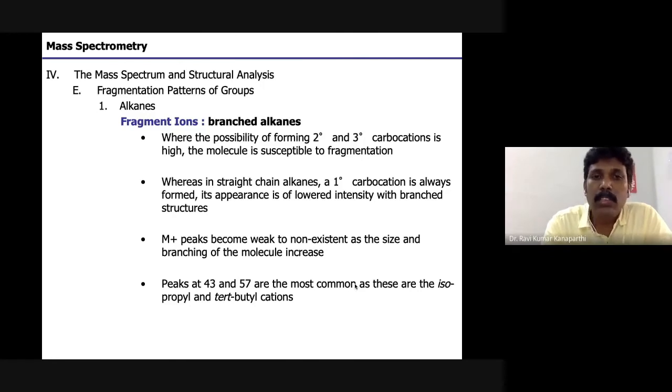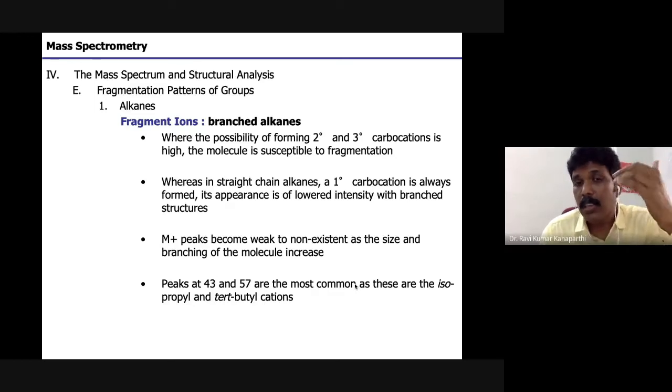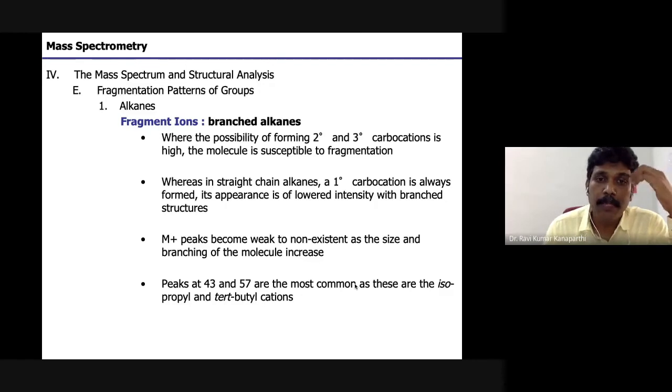So if something is leading to the formation of the primary carbocation, such a one is relatively less favored as compared to the tertiary and secondary carbocation type of cleavage. So keep this in mind. And then M plus peaks become weak and non-existent as the size and branching of the molecule increase. So this was also covered previously when we were discussing the fragmentation general guidelines.